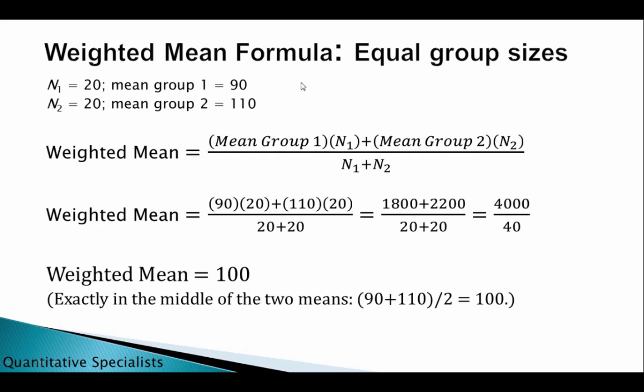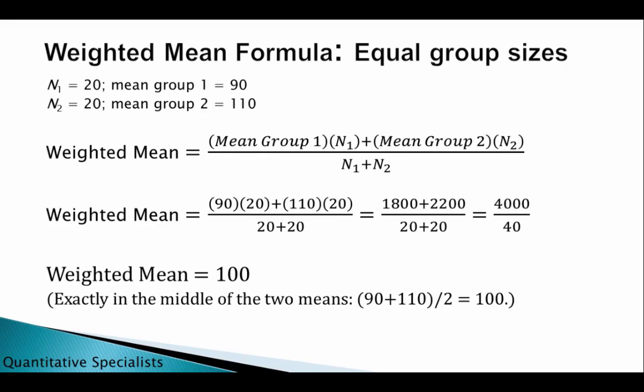Now here in this first example, we're going to take a look at the weighted mean when we have equal group sizes. So in this example, notice that both groups, N1 and N2, have a group size of 20 each. And the mean for the first group is 90, while the mean for the second group is 110. So plugging these values into our weighted mean formula, we can see that we should have the mean of the first group, or 90 times 20, the group size, plus 110, the mean of the second group, times 20, the size of that second group, divided by 20 plus 20. So that gives us 4,000 over 40, or a weighted mean of 100.